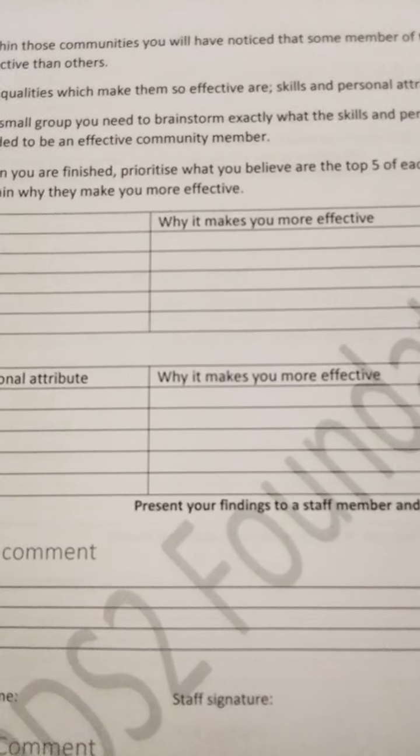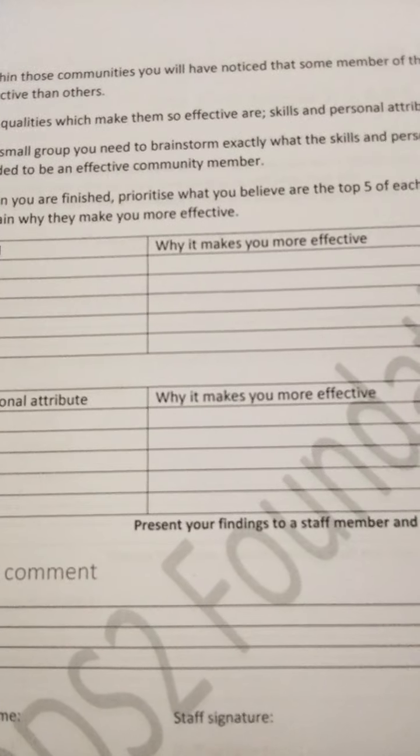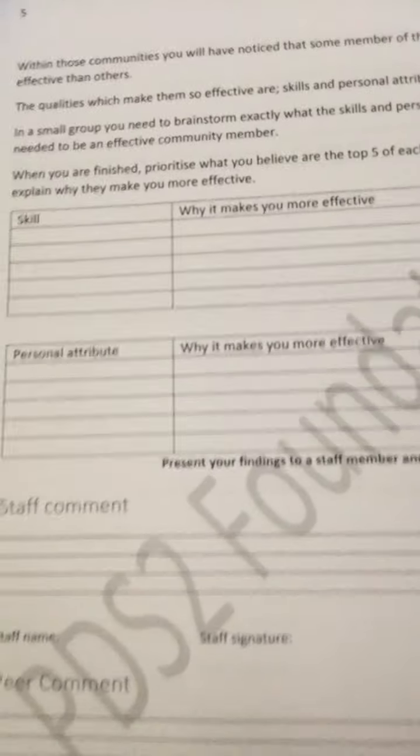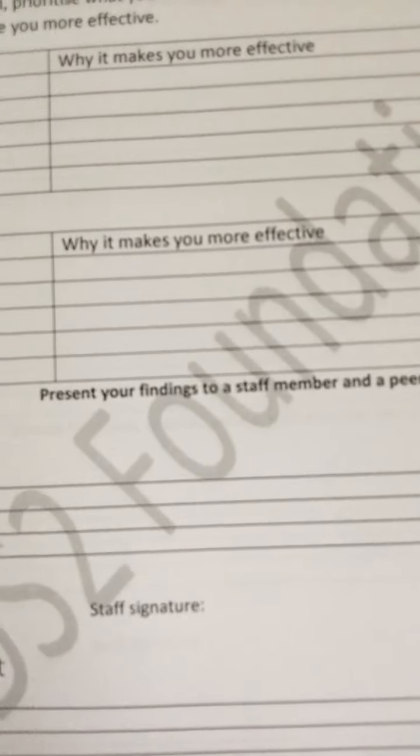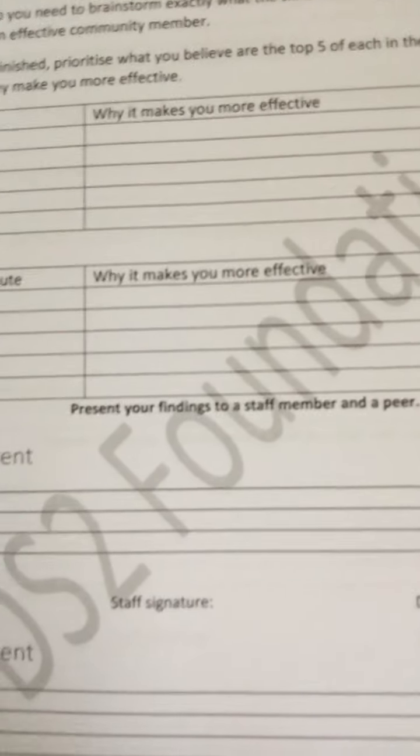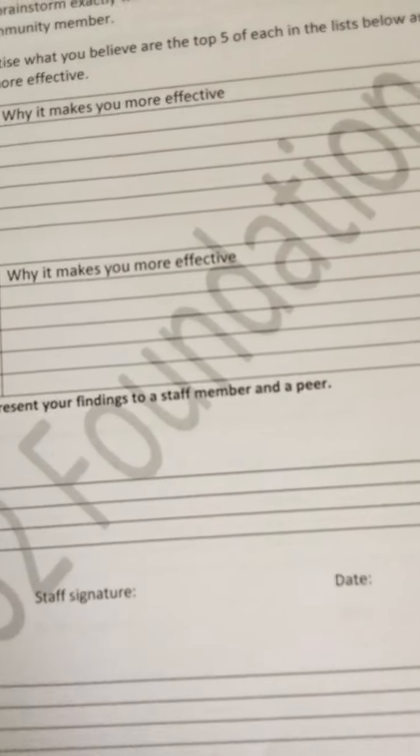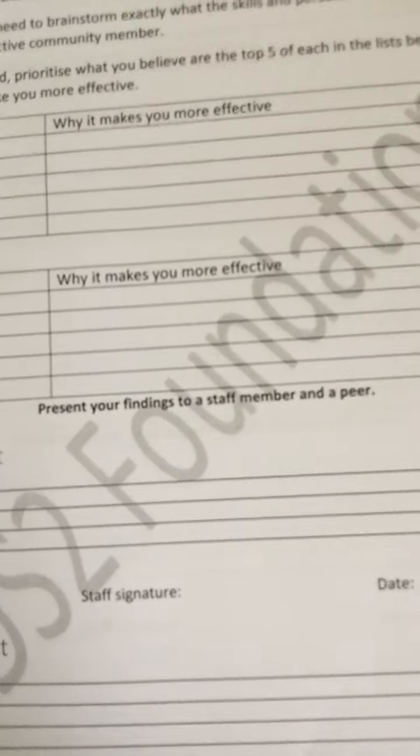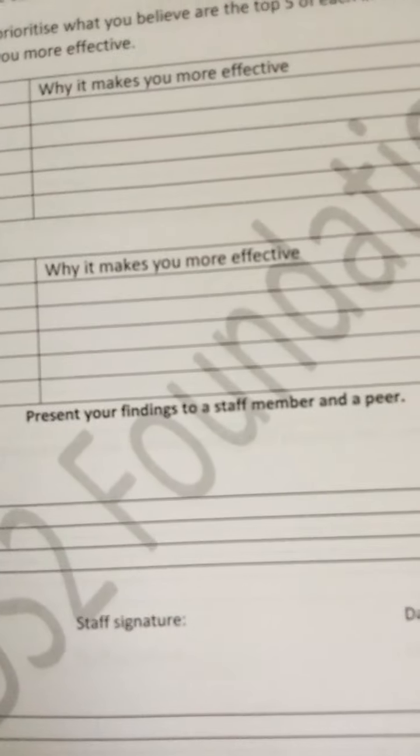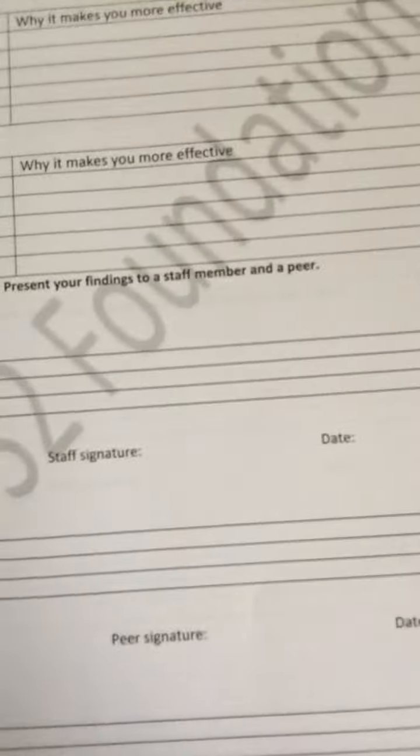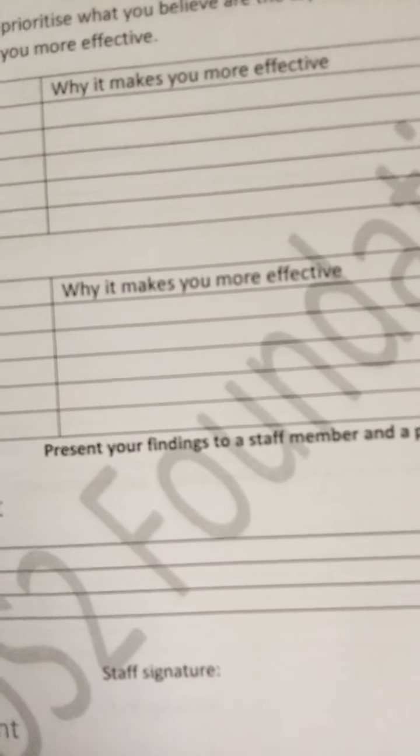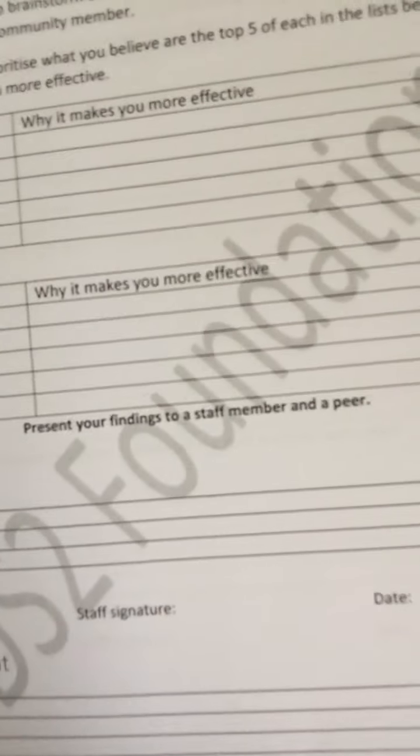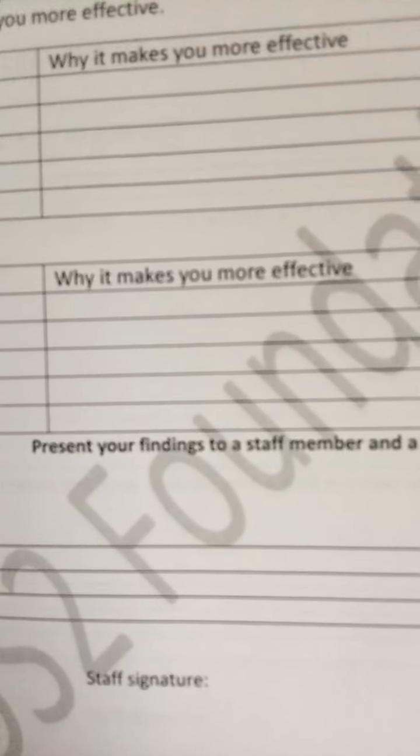Now, within these communities, there'll be some members of the community who are more effective than others. So what are the qualities, the skills and personal attributes that make them a good community member? In this, it asks you to, in a small group, brainstorm what skills and personal attributes are required to make an effective community member. You can do this online, or you're just going to have to do it yourself otherwise.